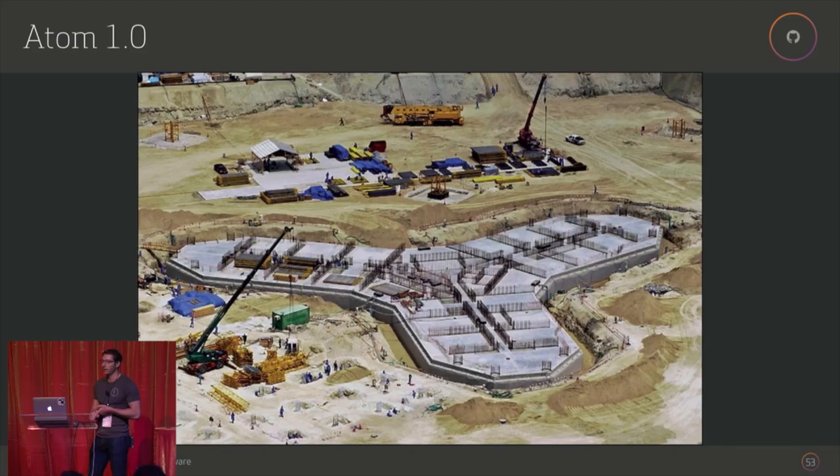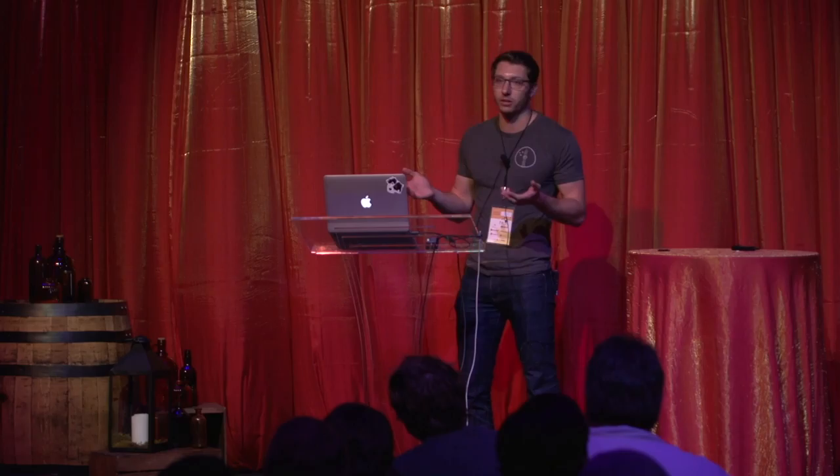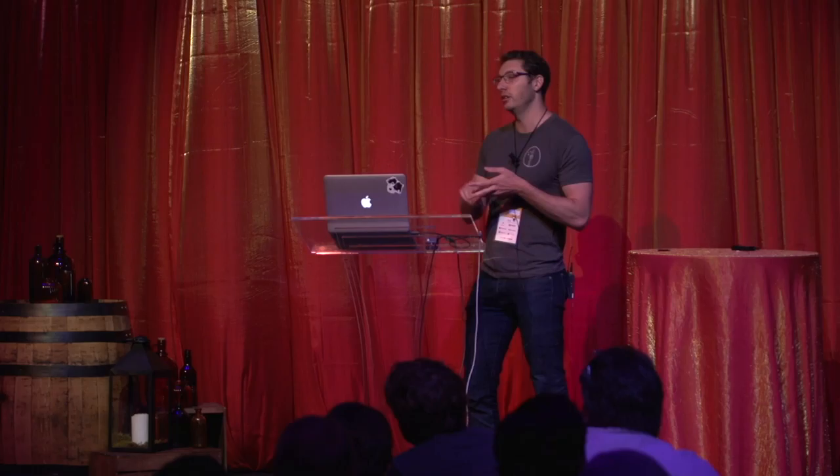But what about big picture stuff? Like what can we do with this thing? Like Chris said, to some degree, we don't know, because the community has done a lot of things that we weren't anticipating. Autocomplete Plus, we weren't anticipating. Nuclide, we weren't anticipating. Like the linter, none of these things we knew were coming. But we do have some ideas where we want to take it, and they look like the Burj Khalifa.